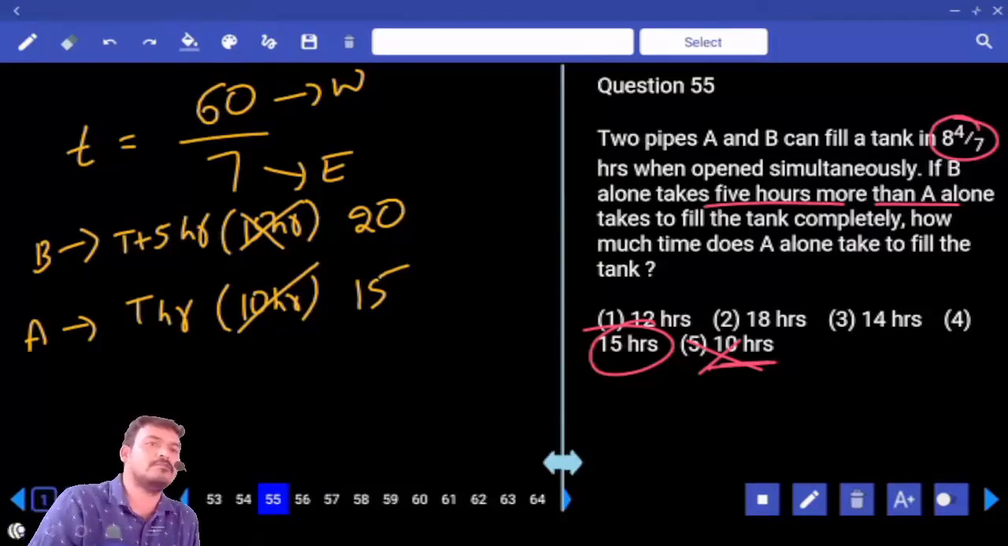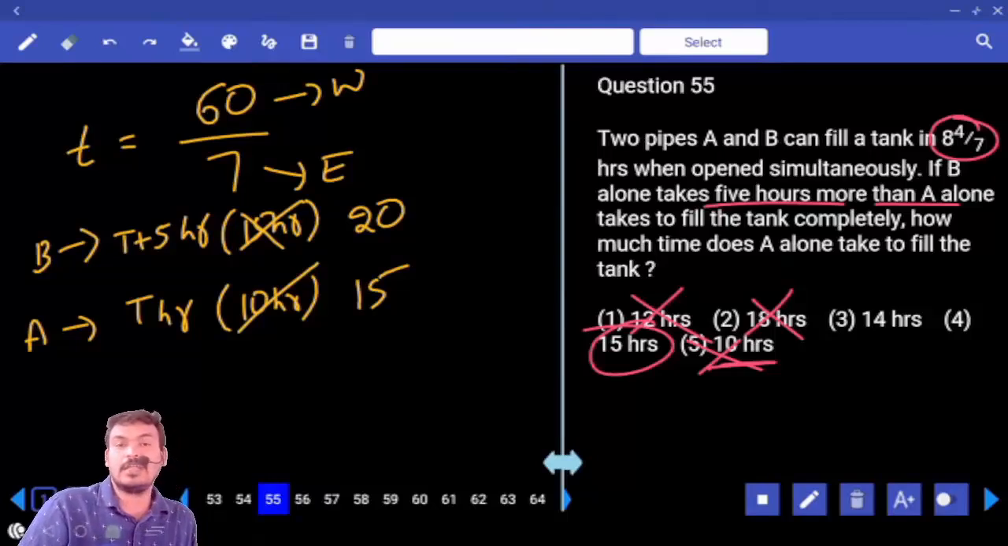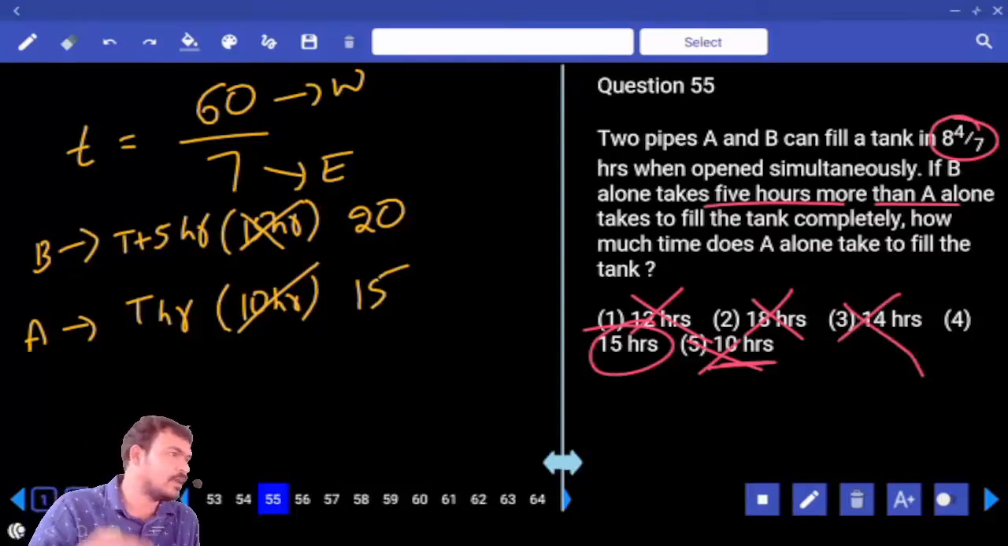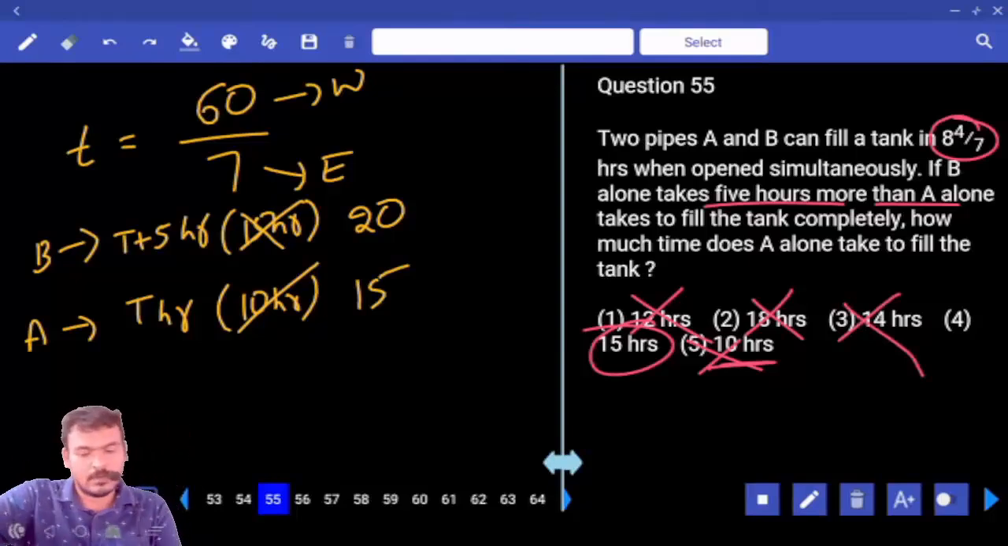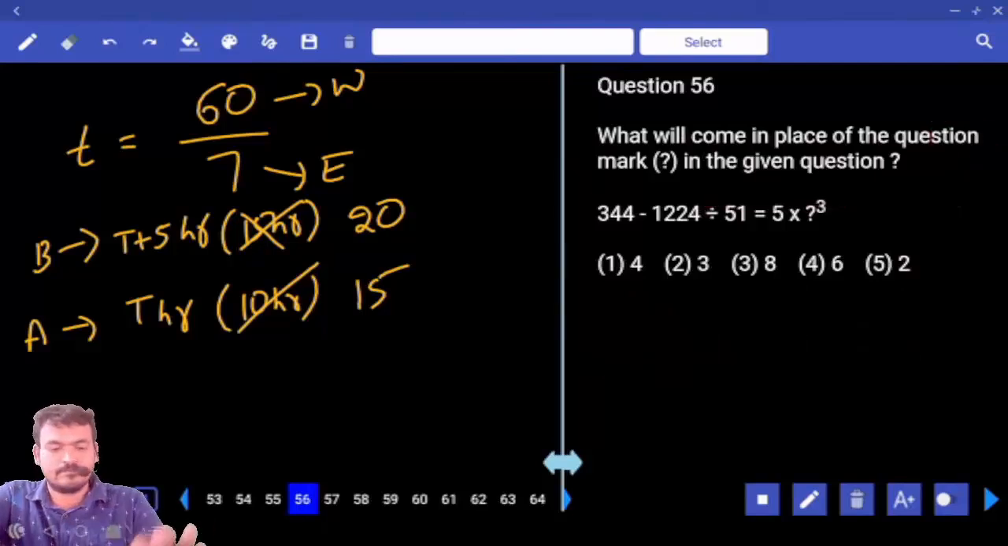What is the first option value? 12. A value 12 means B value 17. LCM of 12 and 17, 60 possible or not? No. Next, what is the second option? 18. A value 18 means B value 23. 18 and 23 are factors of 60? No. Next, A value 14, B value 19. 14 and 19 are factors of 60? No. Then how many options are left? 2 options. Next, question number 56.